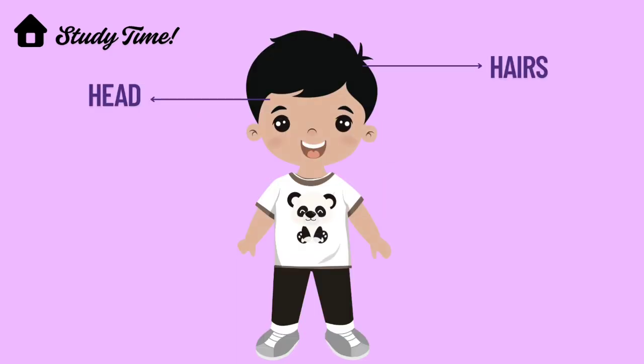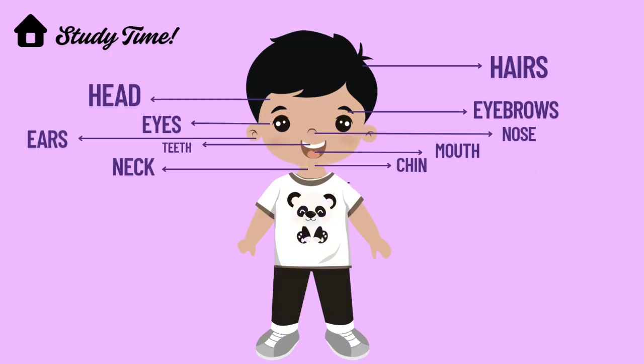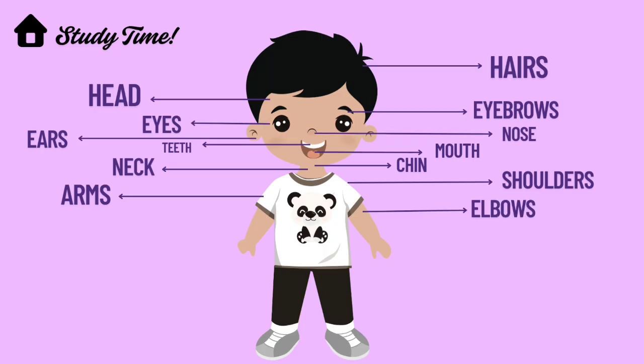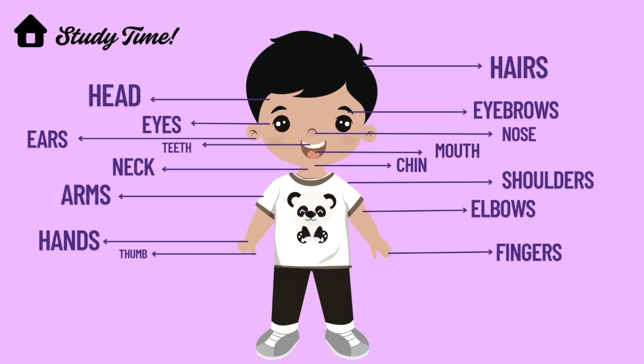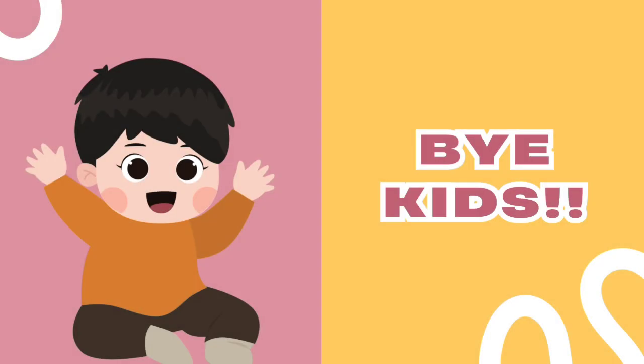Hairs, head, eyebrows, eyes, nose, ears, mouth, teeth, chin, neck, shoulders, arms, elbows, hands, fingers, thumb, stomach, legs, knees, feet, ankle, toe. Very well done, dear kids.